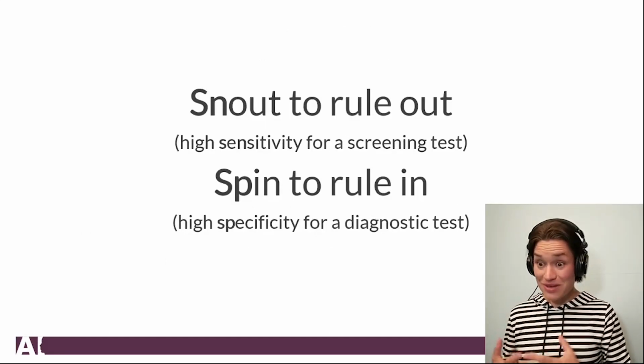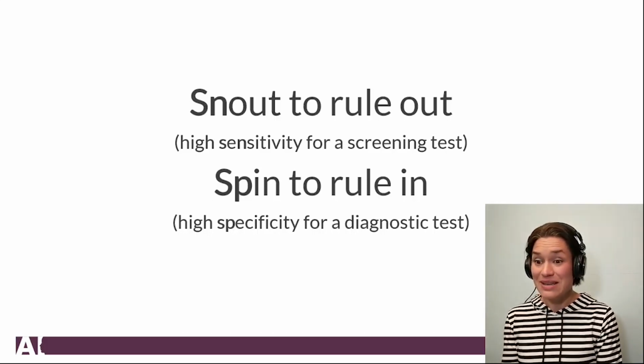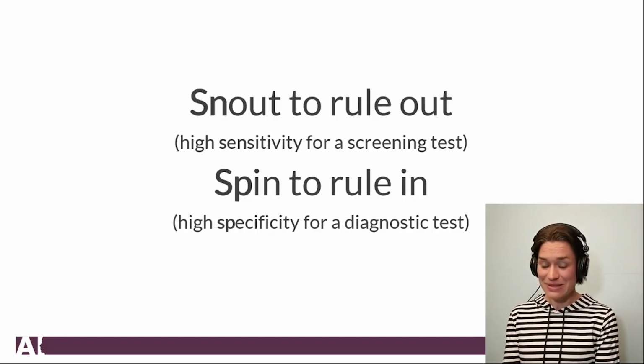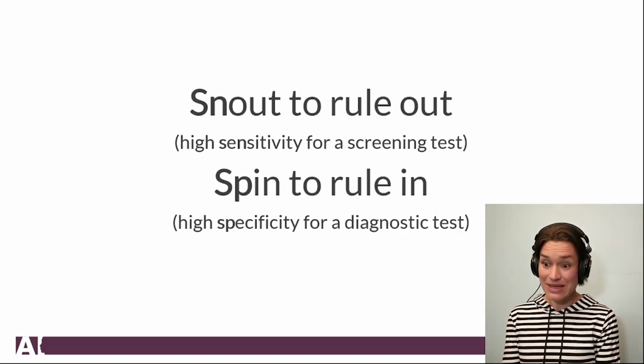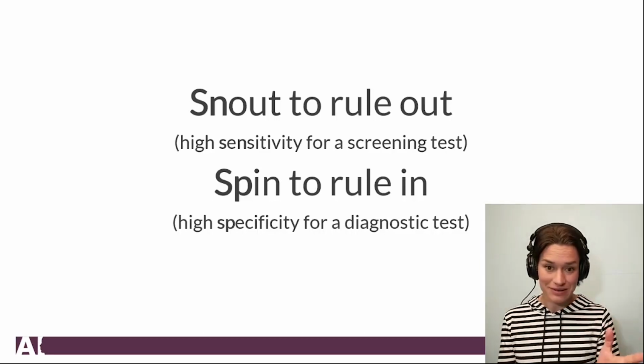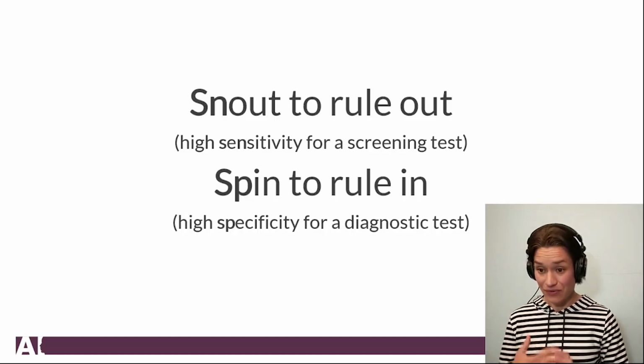And this maybe will help us remember what to optimize for. This little sentence to remember: SnOut to rule out, SpIn to rule in. SnOut, sensitivity for a screening test. This is what we would optimize for. And SpIn, specificity for a diagnostic test. Obviously, there cannot be any test that has 100% on one and 0 on the other. That doesn't make sense. But depending on the intended use, we optimize for a different metric. SnOut to rule out, screening, we rule out people who are healthy. SpIn to rule in, we rule in people who have the disease, who are sick.